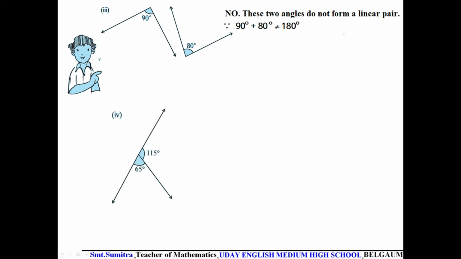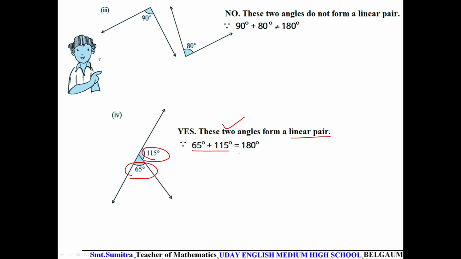One more example. In this picture, 65 degree and 115 degree. These two angles form linear pair, because 65 degree plus 115 degree is equal to 180 degree. They are supplementary angles. So these two angles form linear pair. These are very simple examples. I'll continue to the next page.